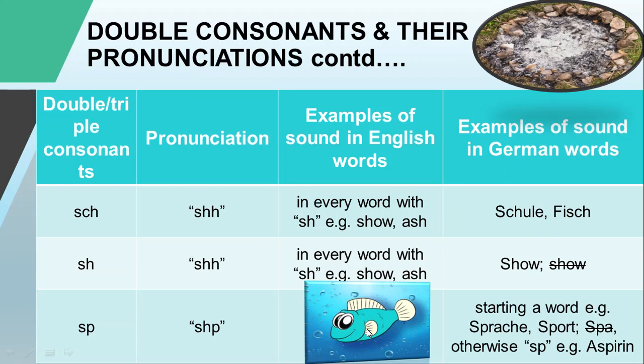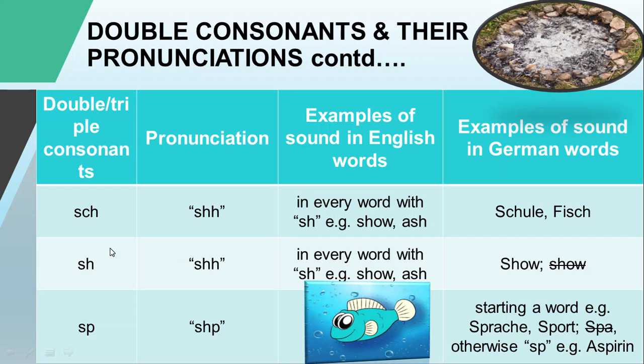Then we have the double consonants group S and H together, which will also have the sh sound, and this sound will again occur in every English word with S and H coming together, as in the examples show or ash once again, and the sh sound will come in a German word Show, which has been taken from the English noun show, not the English verb show. And the Show refers to any TV show or any other performance in the cinema or the theater or a puppet show, etc.